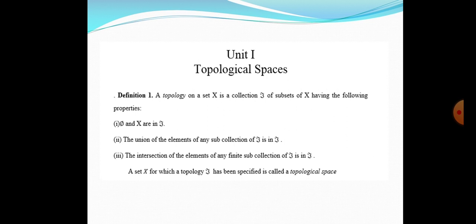A topology on a set X is a collection tau of subsets of X having the following properties. What is the first property? Empty set and X are in tau. What is the second property? The union of the elements of any subcollection of tau is in tau. The third property is the intersection of the elements of any finite subcollection of tau is also in tau. If these three properties are satisfied, it is called a topological space.